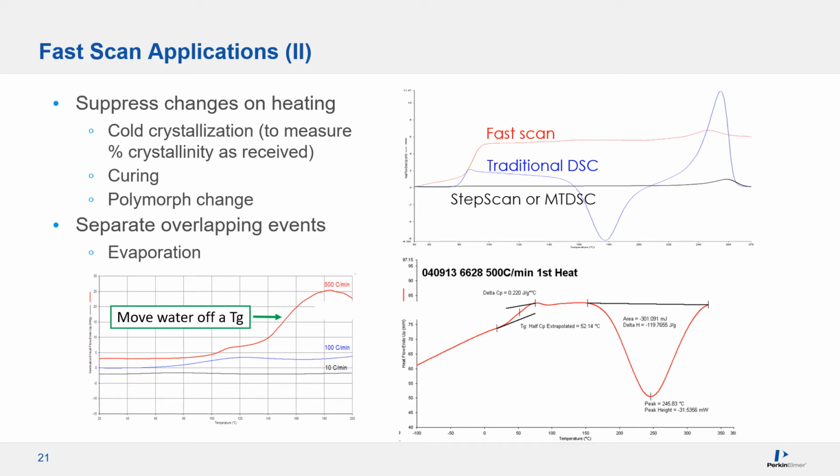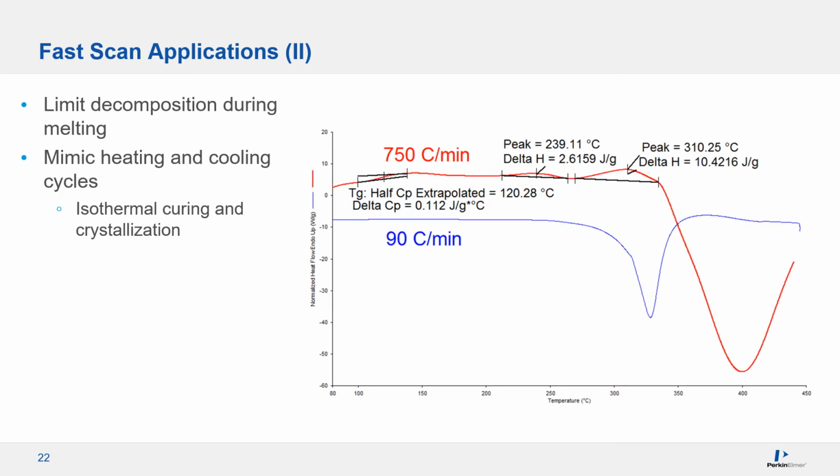See the huge difference between the 10 degrees C per minute black curve and the 500 degrees C per minute red curve. The last example of fast scan shows you the delay of decomposition, which sometimes occurs during a polymer melting transition. All you can see from the slow 10-degree run is the decomposition peak. Whereas when you speed up the scan, you can push the decomposition off and view the two small melting events on the red curve. The TG also becomes more pronounced.